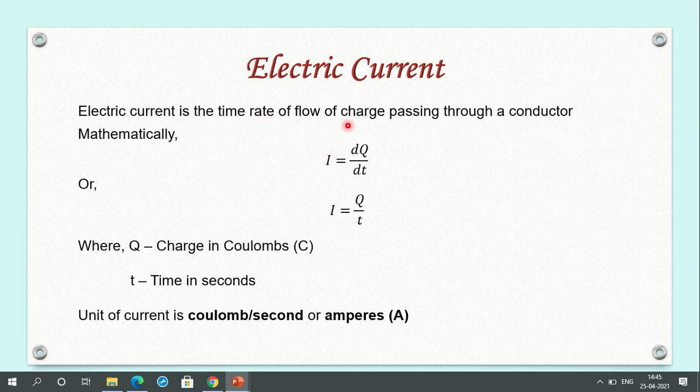So rate of flow of charge means charge flowing per unit time.